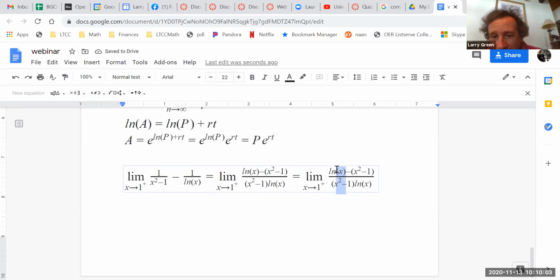So the derivative of ln of x is 1 over x. The derivative of x squared minus 1 is 2x. And then I have to take the derivative of x squared minus 1 times ln of x. I need the product rule for that. So I'm going to have the derivative of x squared minus 1, which is 2x, and then plus x squared minus 1 over x.